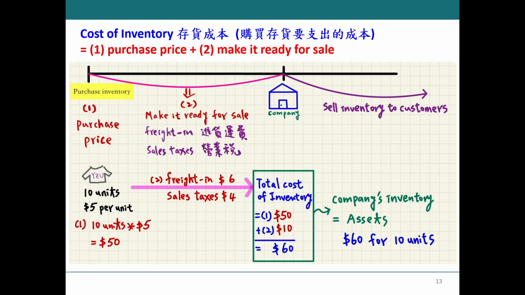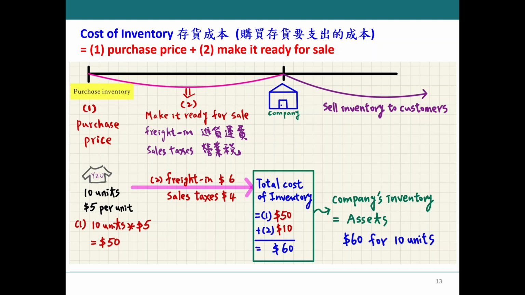After you spend the money, you have to deliver the t-shirts to your house, right? So if we assume the shipping fee is $6, the sales tax is $4 totally. So how much money do you spend to buy those 10 t-shirts? One plus two, right? So what's one? $50 purchase price. What's two? $6 and $4. So $6 and $4 totally $10. So in order to buy those 10 t-shirts, you had to spend $60. Don't forget, $60 for 10 t-shirts, okay?